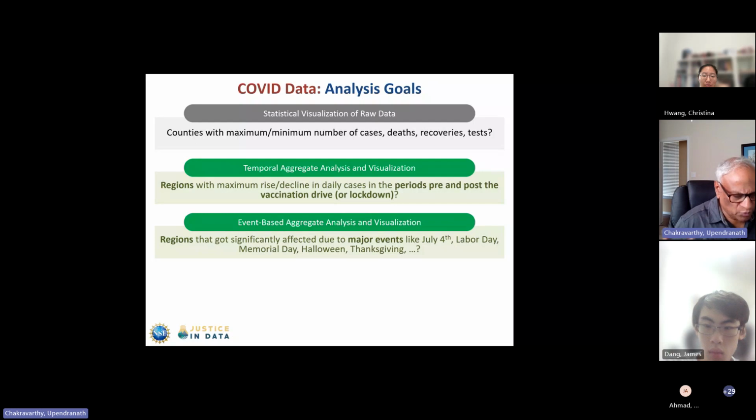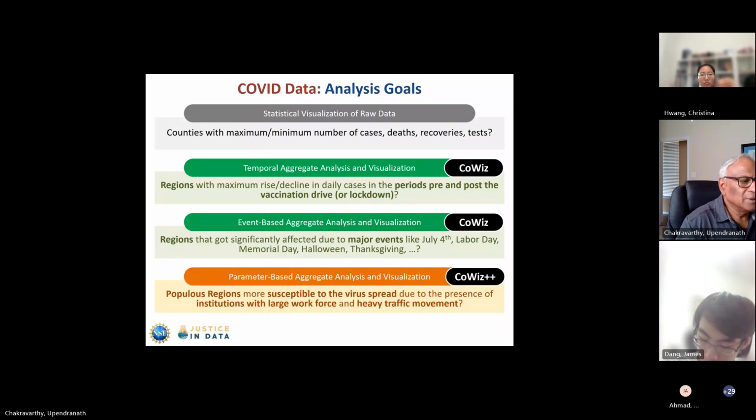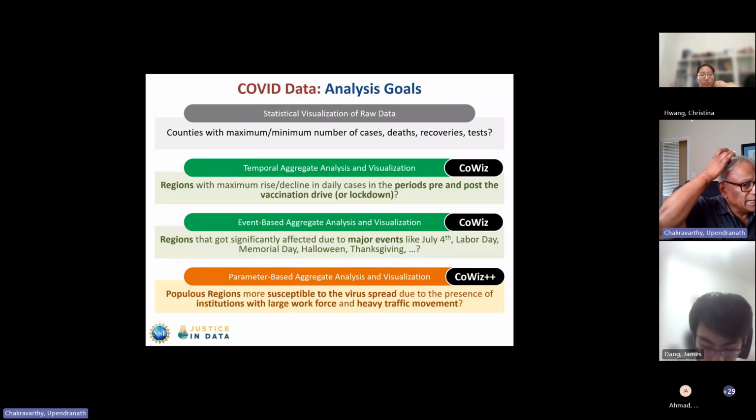So this was true. People were looking at increases in COVID cases after a holiday break. There were a number of ways one could explain it, but this was observed very routinely. We wanted to see if that's true. Then parameter-based aggregate analysis and visualization: populous regions more susceptible to virus spread due to the presence of institutions with a large workforce.